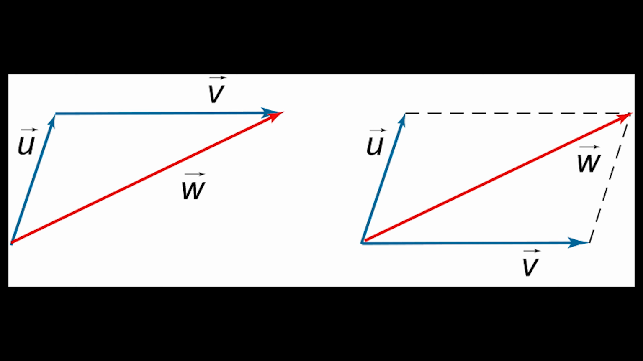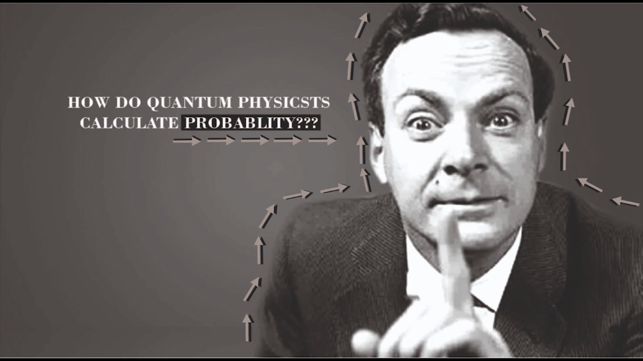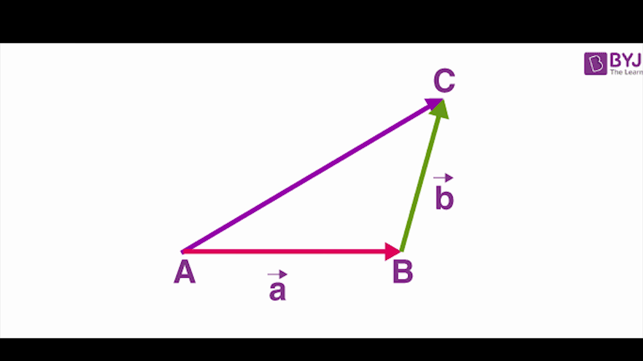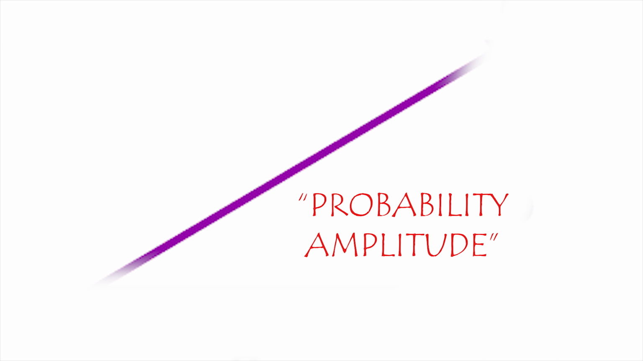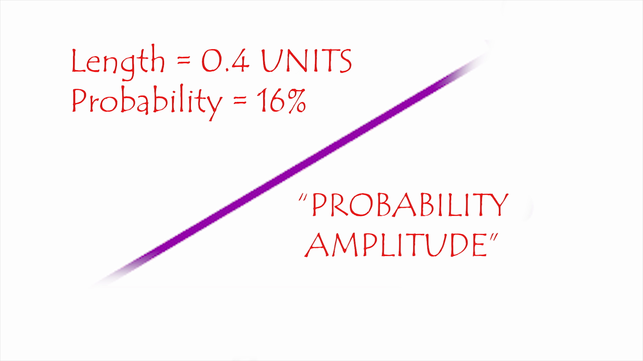To determine this, we use probability and vectors. I have explained the basics of these types of calculation in my previous video. Please check that out. I will explain the basic rules, what we follow, and move on to the working principles. Rules. The probability of an event is equal to the square of the length of an arrow called the probability amplitude. An arrow of length 0.4 units, for example, represents a probability of 0.16 or 16%.